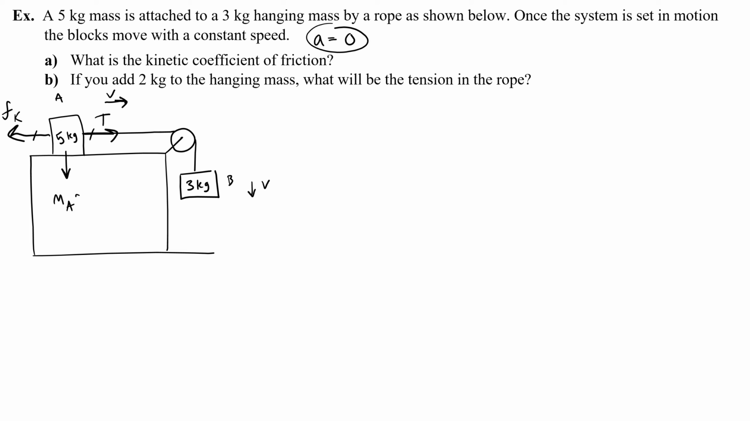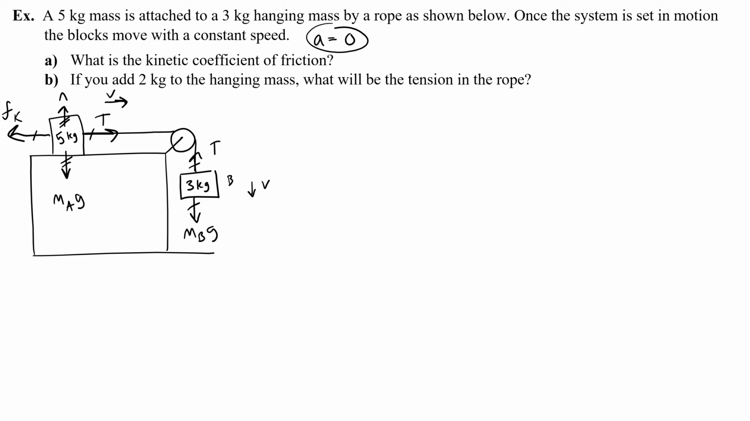So MAG is the weight, and then the normal force is up. And it's important for me to notice that the normal force is equal to MAG. All right, now let's look at the 3 kilogram block. The tension acts up, and again, it's moving down, but with a constant velocity, so that means the tension is actually equal to the weight force.